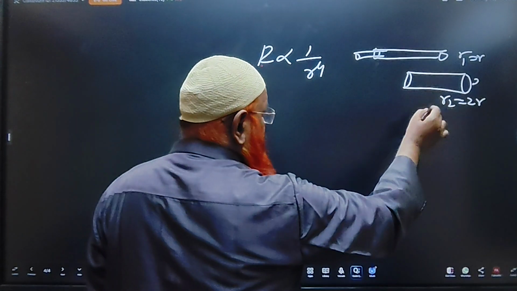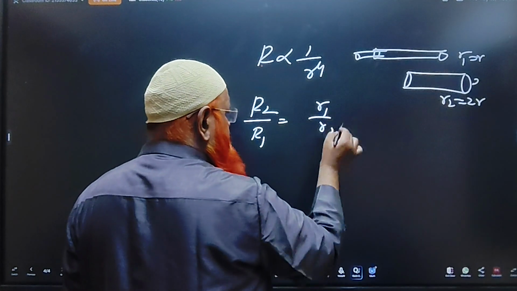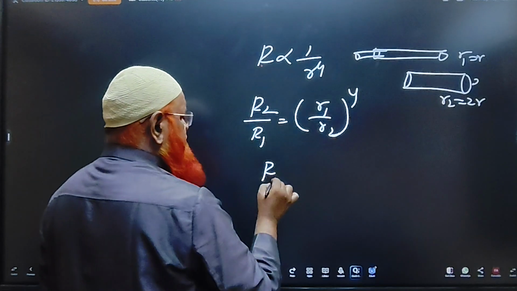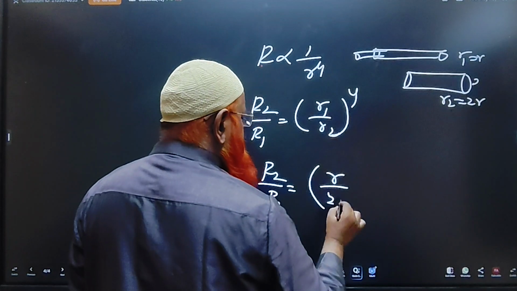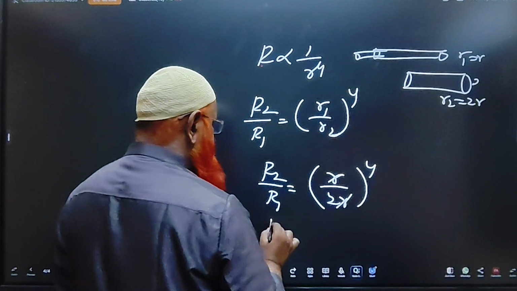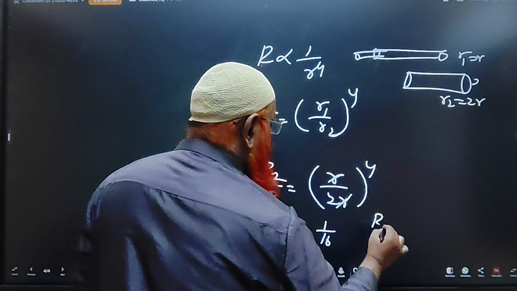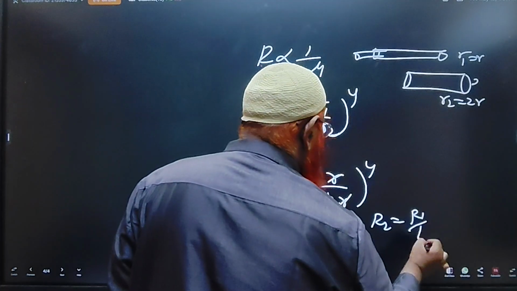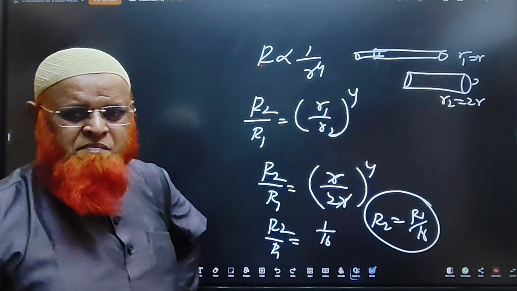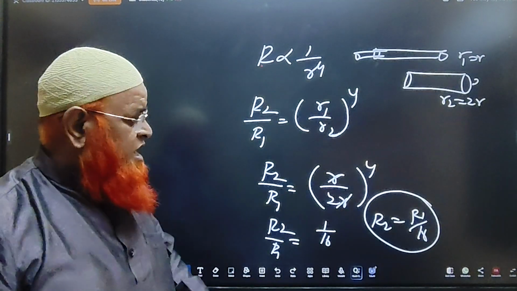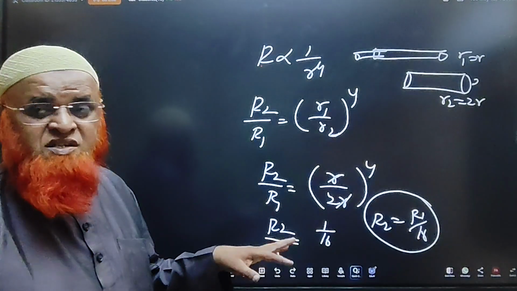So when R1 is equal to R, R2 is equal to 2R, so R2 by R1 is equal to (R1 by R2) whole power 4. So R2 by R1 is equal to (R by 2R) to the power 4, which is 1 by 16. So therefore R2 will become R1 by 16. This is going to be your new formula. Is it understood? In stretching cases, if the radius doubles, resistance becomes 1 by 16 times.